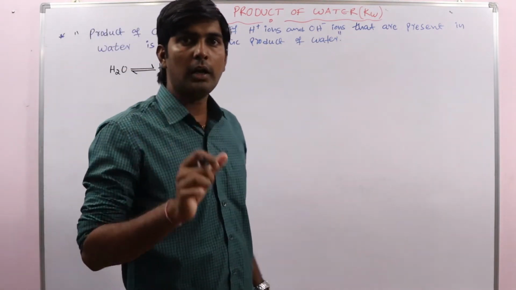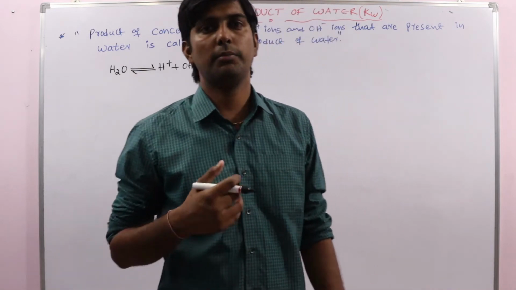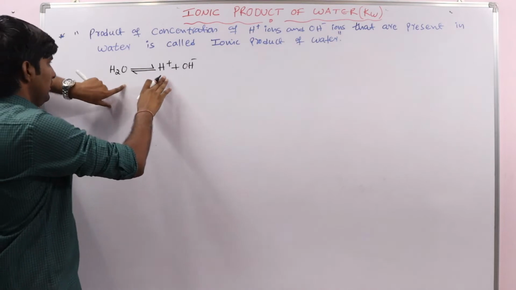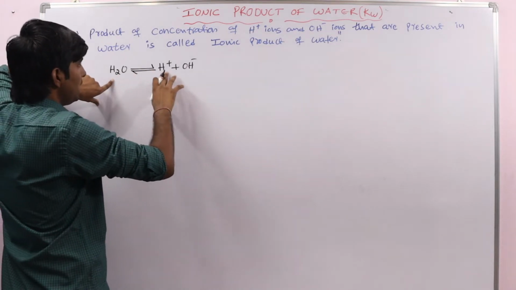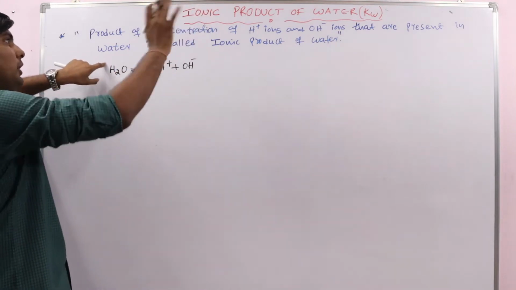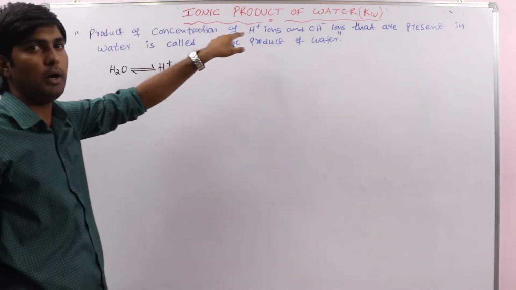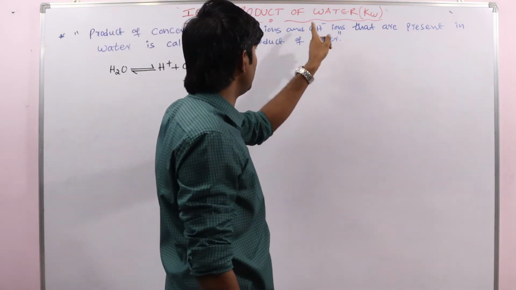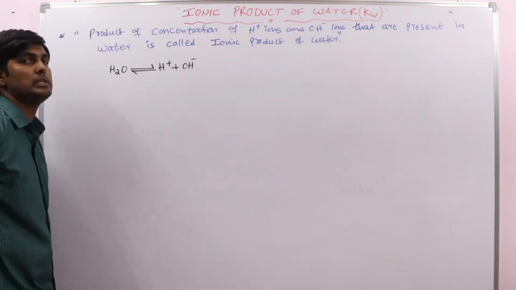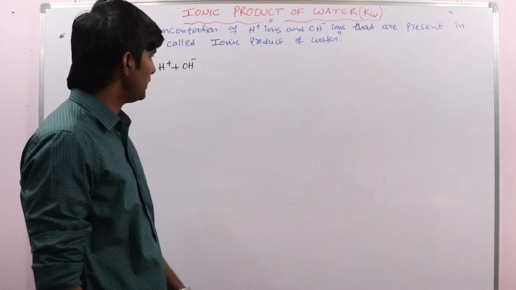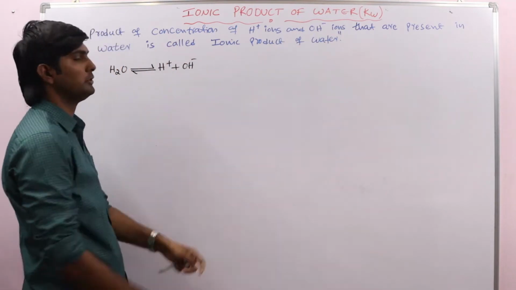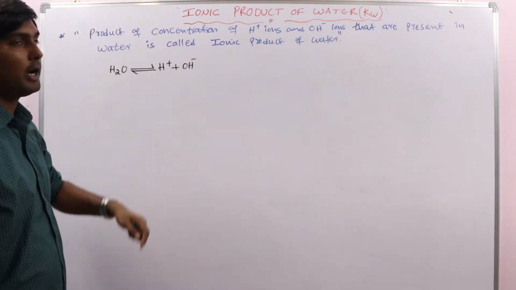Water undergoes a slight dissociation because it is a very weak electrolyte. So when water dissociates we get H plus ions and OH minus ions. The ionic product of water means the product of the concentration of H plus ions and OH minus ions that are present in water. Simply, the product of the concentration of H plus ions and OH minus ions is called the ionic product of water.